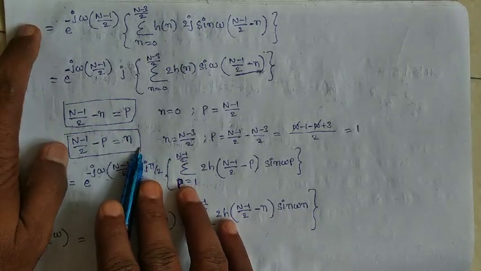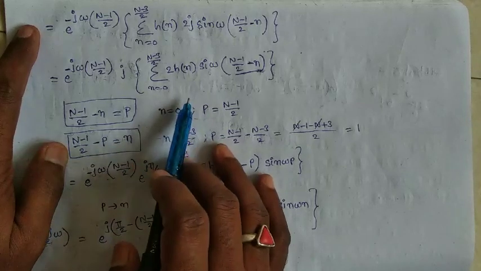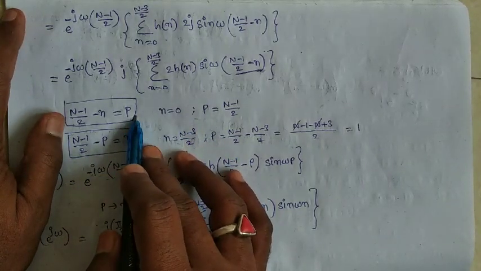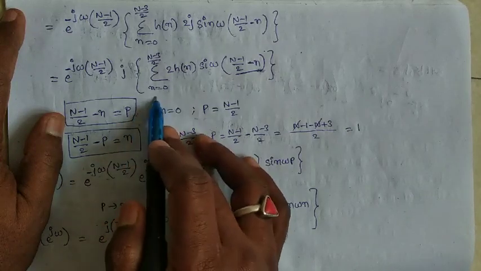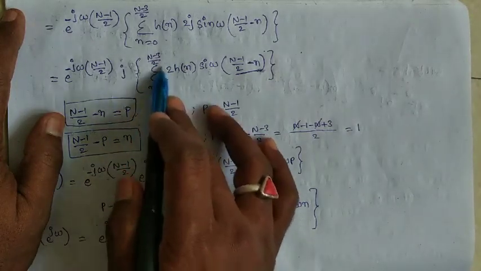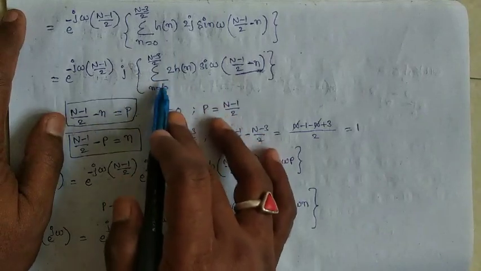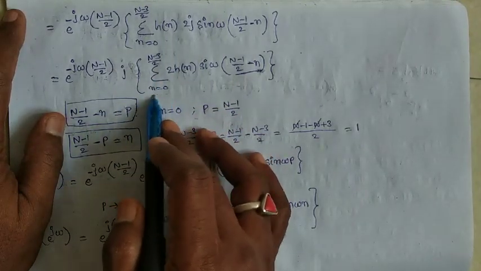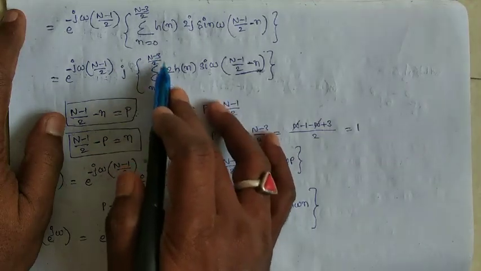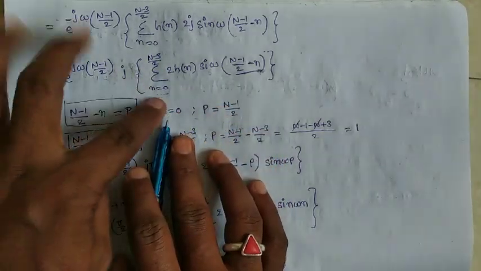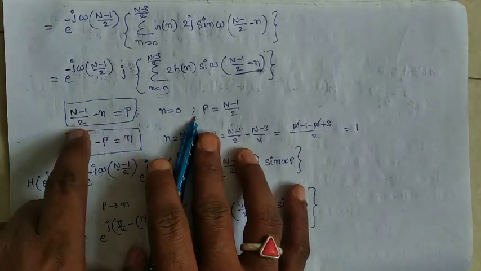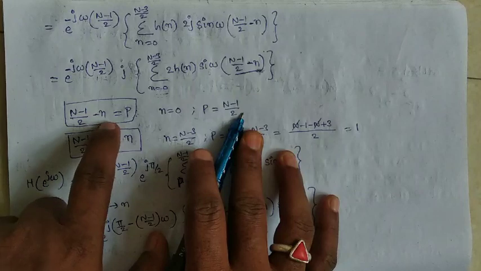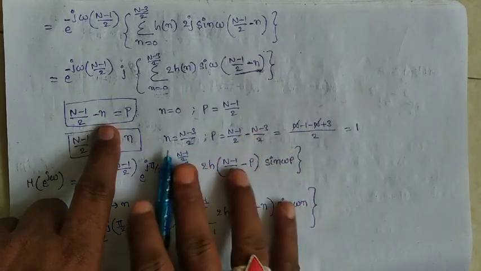Now we are determining the p limits. How can we determine the p limits? The p limits are determined corresponding to the summation limits, that is, the corresponding n values. n is equal to 0 to (N minus 3)/2. First, n is equal to 0, and what is the p value? It is (N minus 1)/2 minus 0, which is (N minus 1)/2.